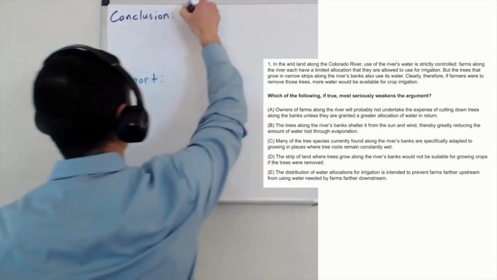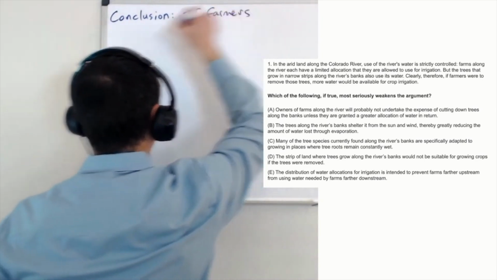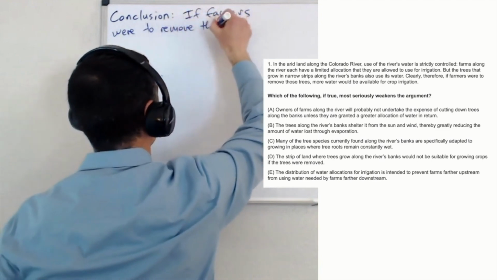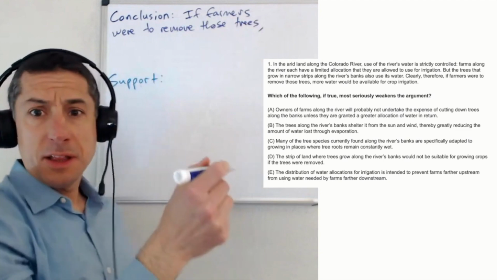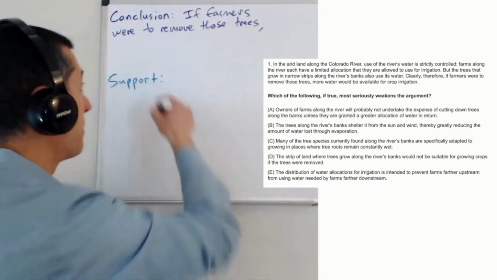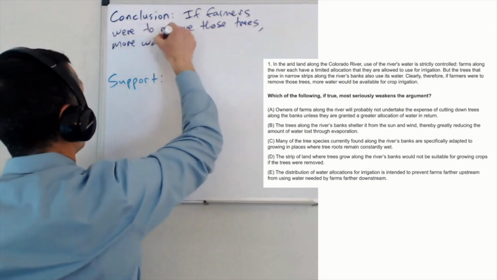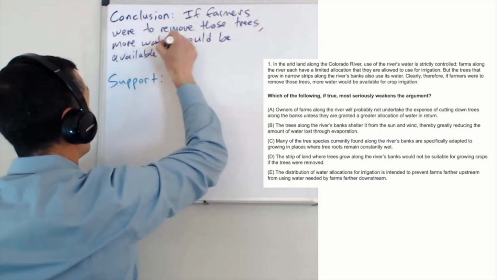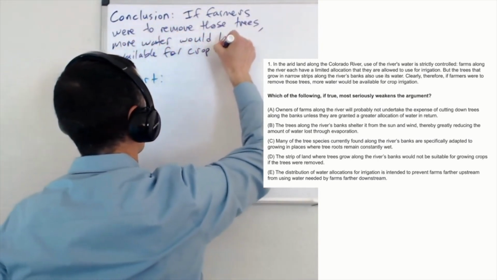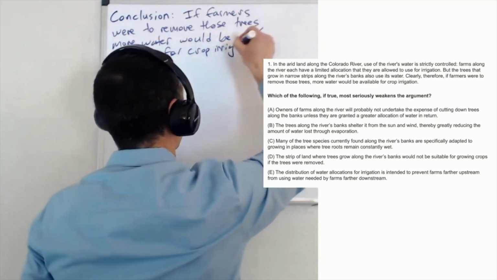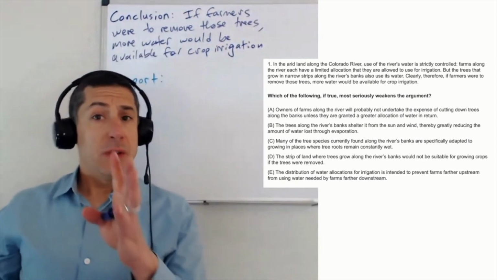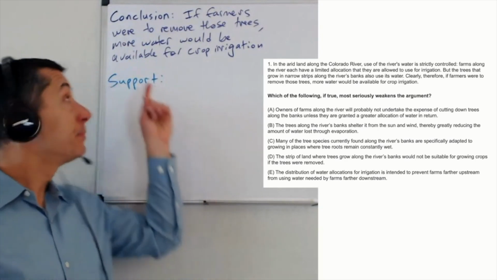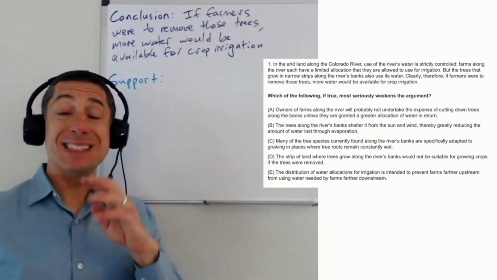If farmers were to remove those trees, there would be more water available for crop irrigation. All right. Now, one small thing I want you to do every single time, super critical on these short questions. As soon as you say, okay, I found the author's conclusion here, if farmers were to remove those trees that are along the riverbank, more water would be available for crop irrigation, I want you to ask yourself, is this their words or my words?